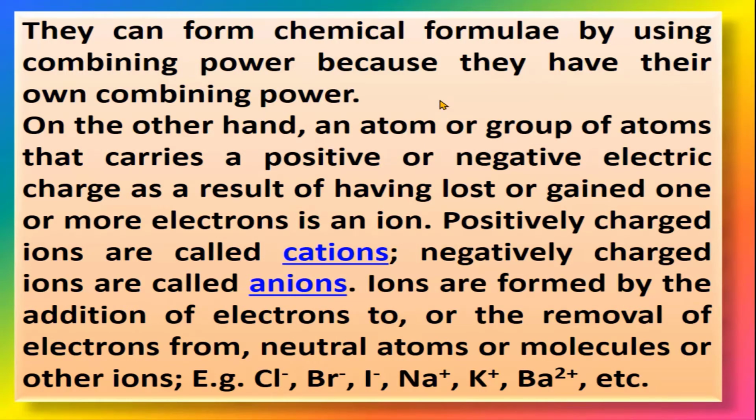On the other hand, we know that an ion is an atom or a group of atoms that carries a positive or negative electric charge as a result of having lost or gained one or more electrons. Positively charged ions are called cations, negatively charged ions are called anions. Ions are formed by the addition of electrons to or the removal of electrons from neutral atoms or molecules or other ions. For example, chloride, bromide, iodide are anions, whereas sodium, potassium, barium are cations. These are different types of ions.